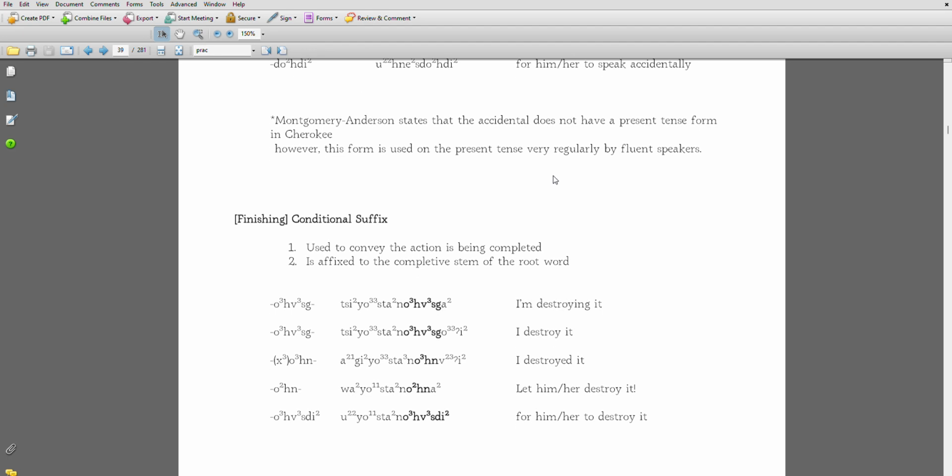Finishing conditional suffix. Used to convey the action is being completed, and it is affixed to the completive stem of the root word, as most conditional suffixes are, or adverbial suffixes, however you wish to think of it.